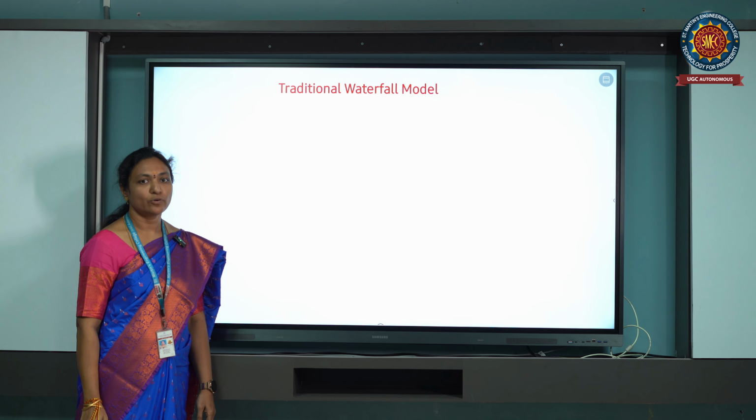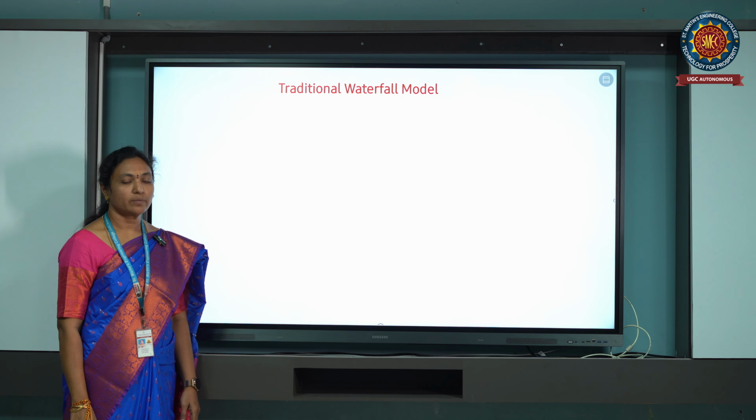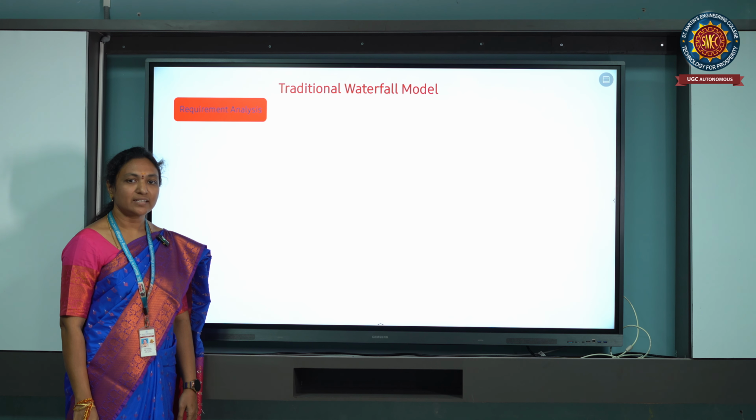So first of all, I am going to explain the traditional waterfall model. In the traditional waterfall model, we start from the first phase called requirement analysis. In the requirement analysis, we are gathering the requirements from the clients and analyzing them. This is the first phase in the waterfall model. And the second phase is the system design phase. After analyzing the requirements, we come to the system design phase, where we design the requirements according to the client needs.